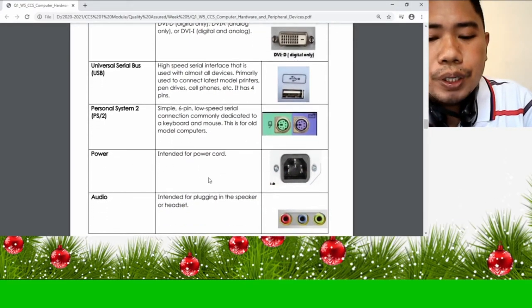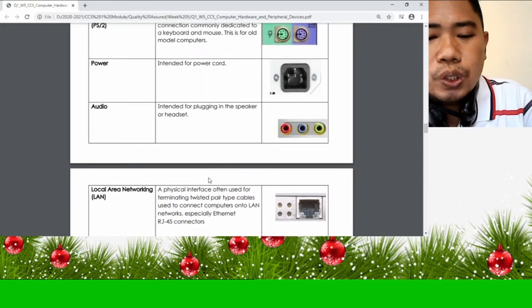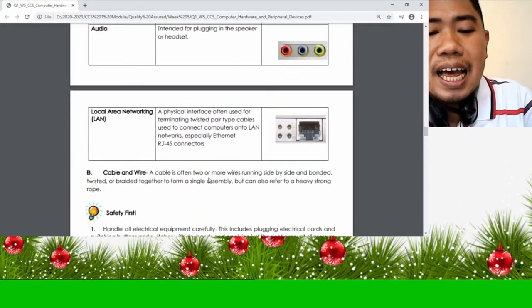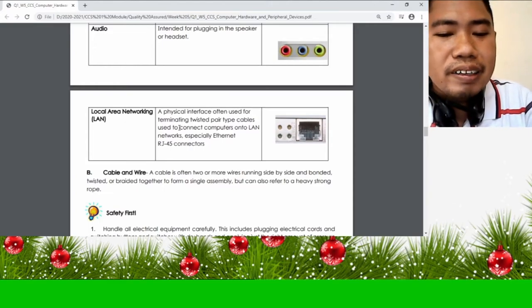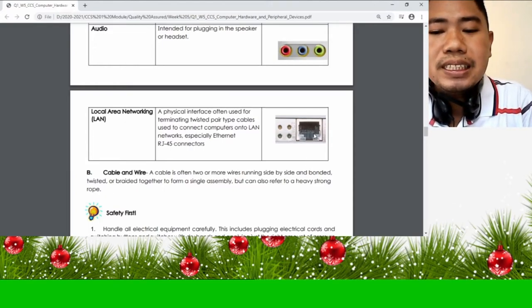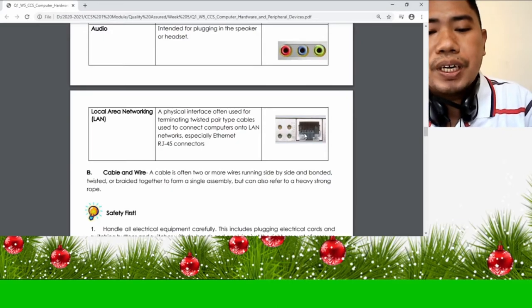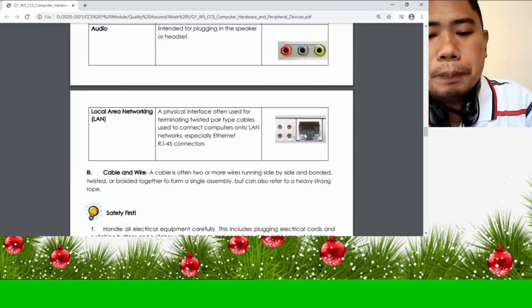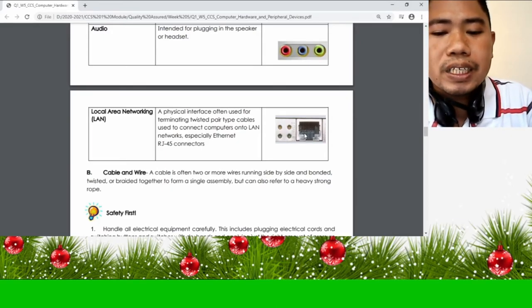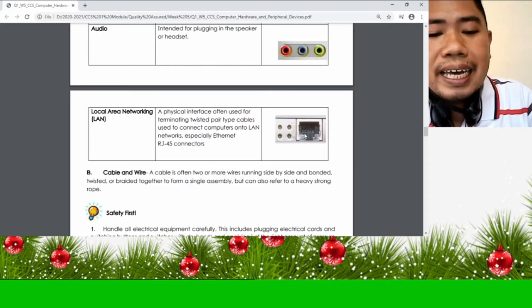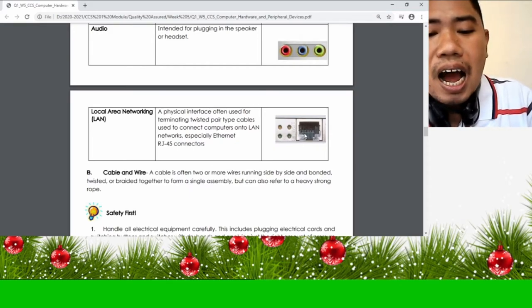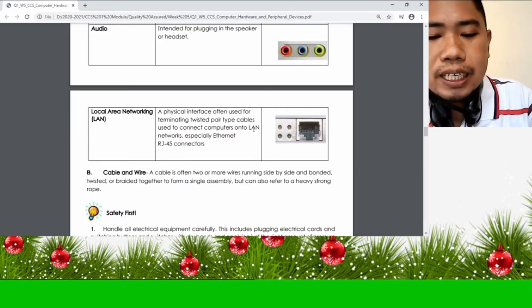May power, may audio. May LAN. Unsa nang LAN? Local Area Network. It is a physical interface often used for terminating twisted pair type cables used to connect computers onto LAN networks, especially Ethernet, RJ45 connectors. Okay.